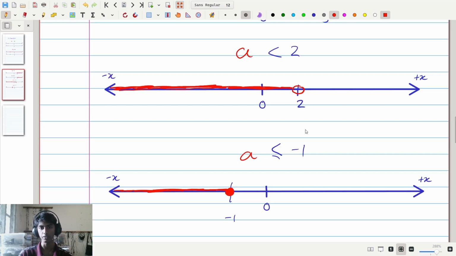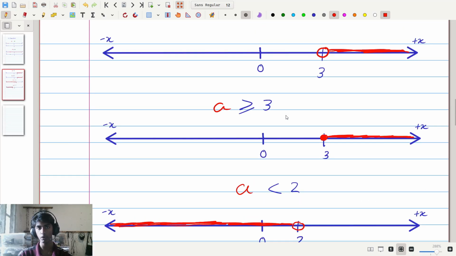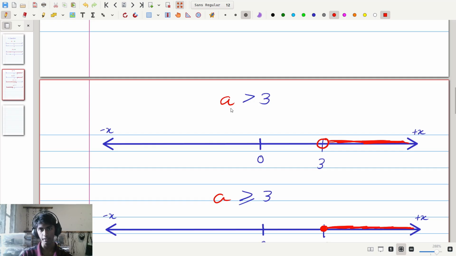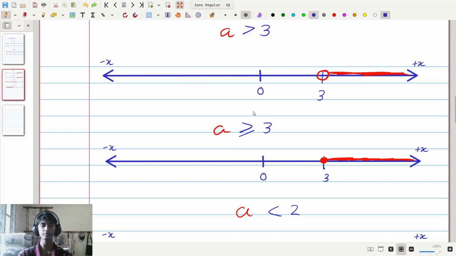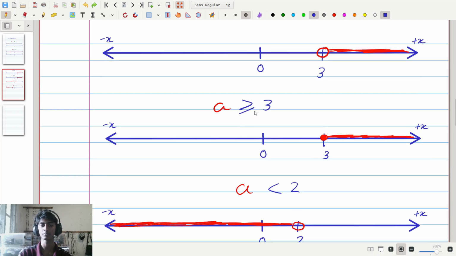So again, you can see all 4 symbols have their own unique meanings. A greater than 3 means that A is any value non-inclusive of 3 which is greater than 3. Here of course for the second thing, any value can be substituted for this second input as well. It just means that A has to be greater than whatever is on the right hand side, non-inclusive of the right hand side in the first case. In the second case, A greater than or equal to 3 means that A could be equal to 3 as well, and A could also be greater than 3, one or the other.